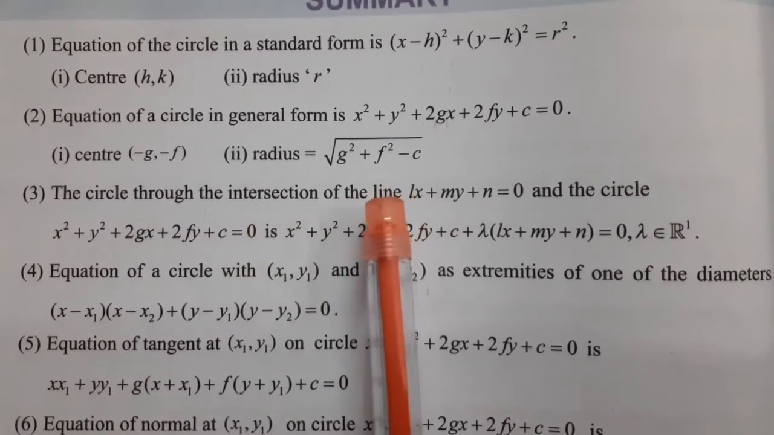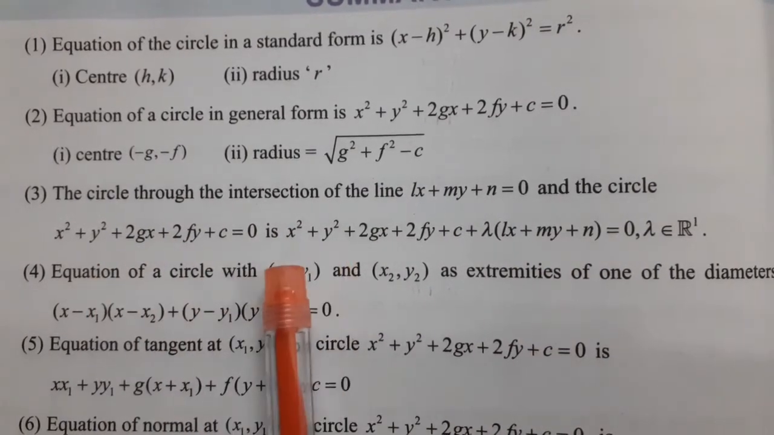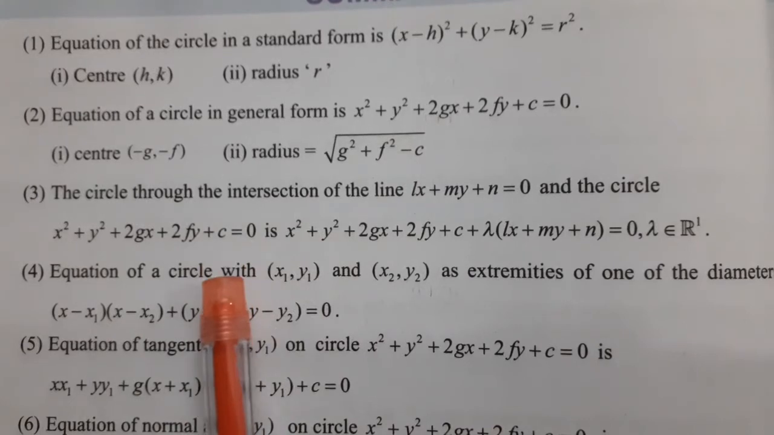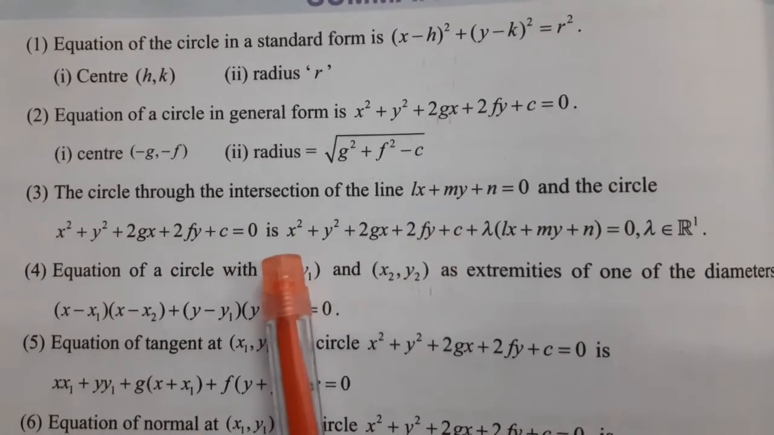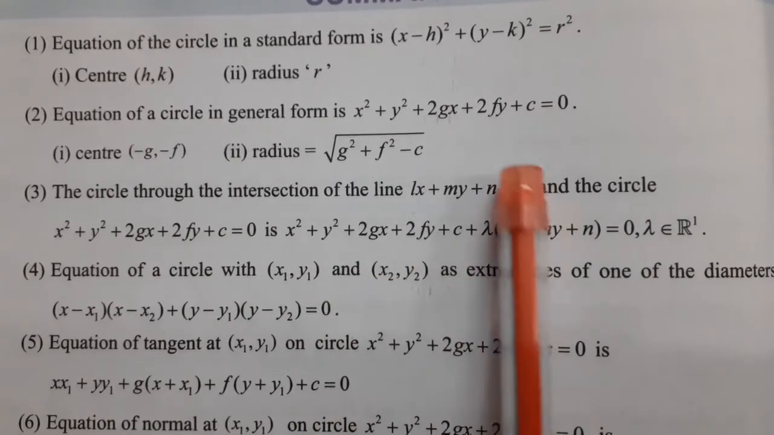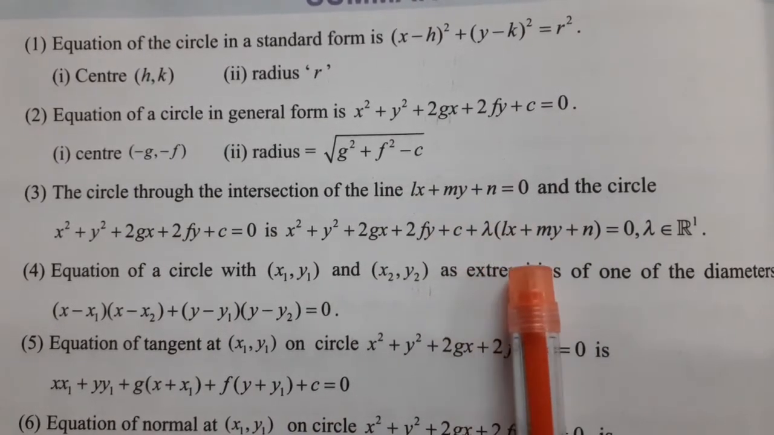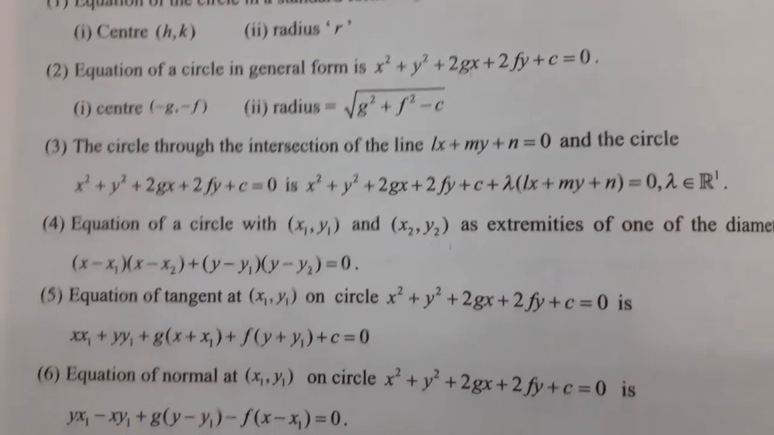Cut the line means, and the circle equation becomes what? The circle equation is x square plus y square plus 2gx plus 2fy plus c equal to 0. Passing through the line means what? x square plus y square plus 2gx plus 2fy plus c plus lambda into the given line, lambda into (lx plus my plus n) equal to 0, where lambda belongs to the real numbers.